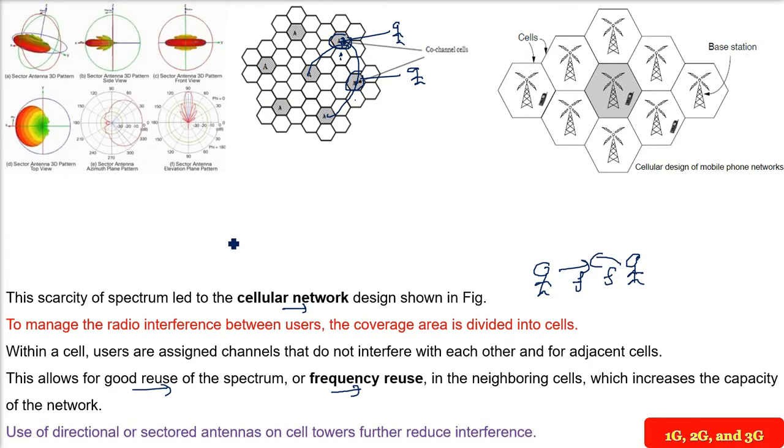Along with this, the usage of different kinds of antennas, like directional antennas, like sectored antennas on the cell towers, also helped in reducing the interference further. So these are all the ways we use these different G systems and frequency reuse.